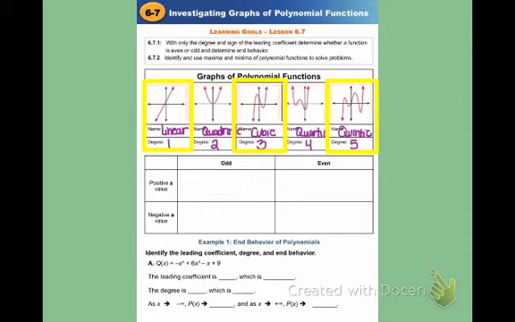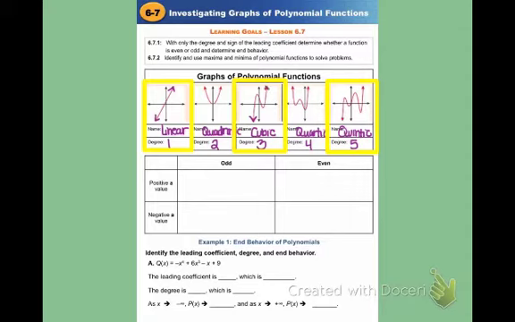Now, one of the things that Dr. Berg talked about in the video is how the end behavior goes for an odd function. For an odd function, your ends will go in opposite directions. So for instance, with the linear, one end is going up, pointing upward, and the other end is pointing downward. For the cubic function, the same thing. On the one end, like on the left-hand end, the graph was pointing downward, and on the right-hand side of the graph, it's pointing upward.